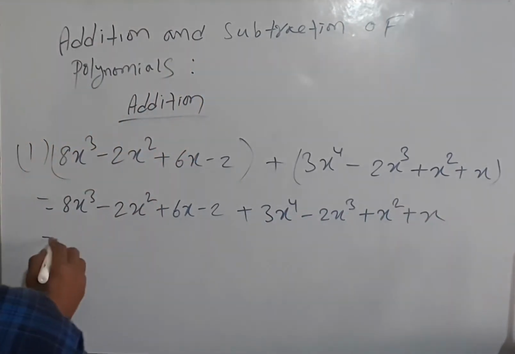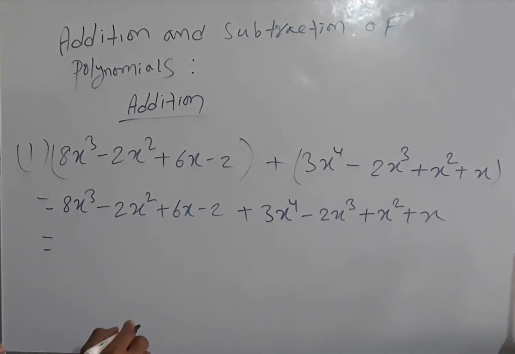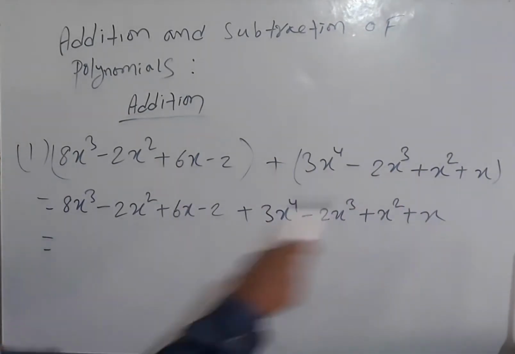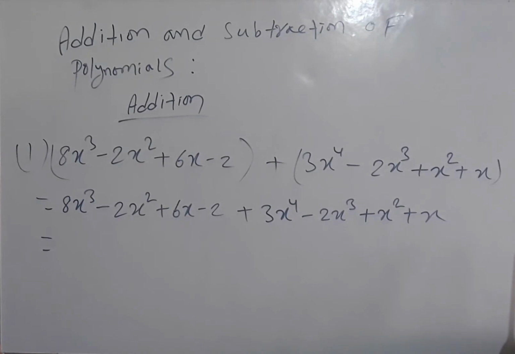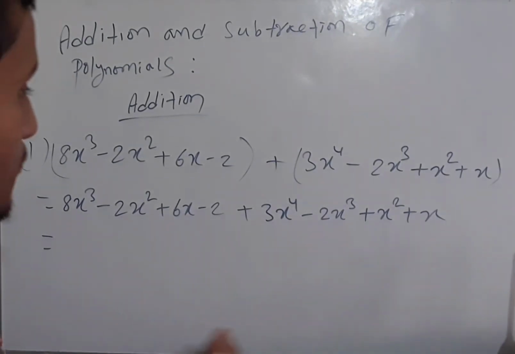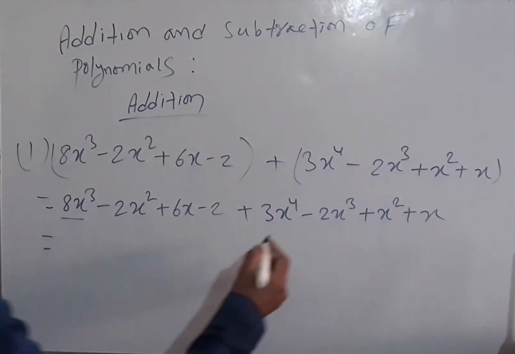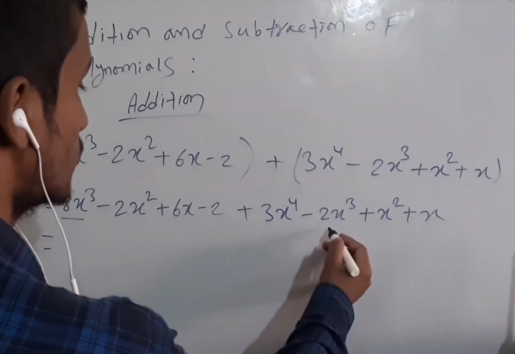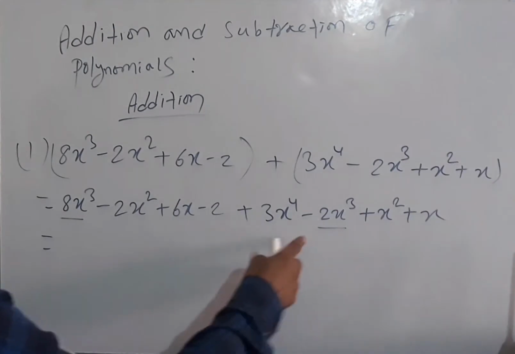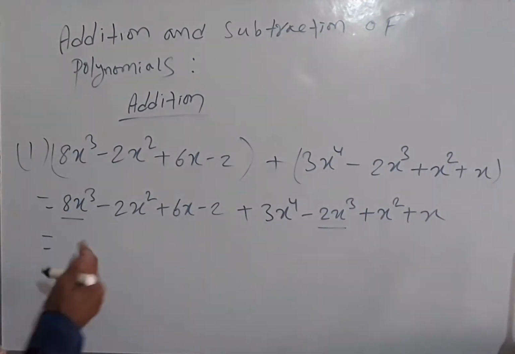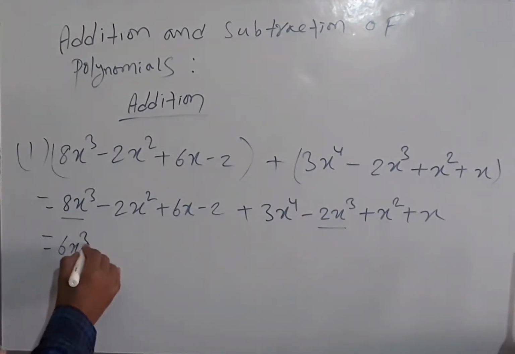The next step is adding up the like terms. So identify the like terms in this expression. What like terms do you see? Let's start with x cubed, raised to power 3. These two. We're going to subtract here, so this will be 6x cubed.